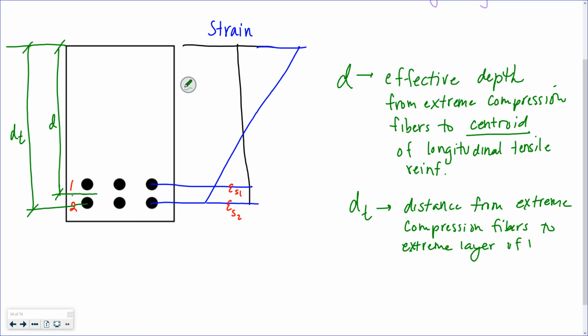We'll write that down. To the extreme layer of longitudinal tensile reinforcement. And it's to the center of that, even though that line is not terribly great. This one goes to here, this one goes to the centroid between the layers.